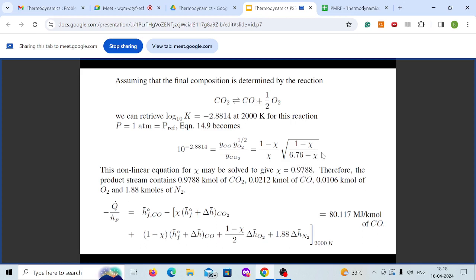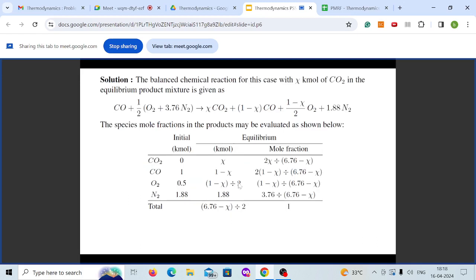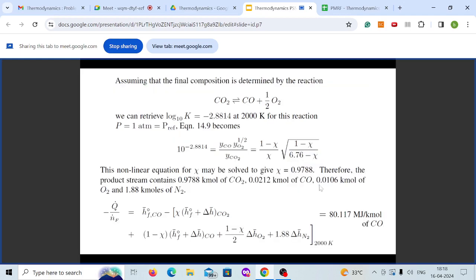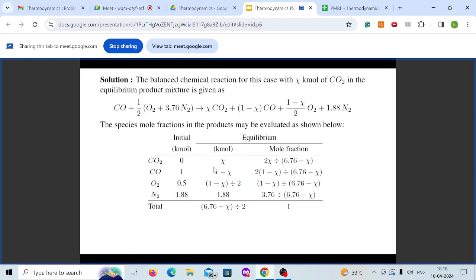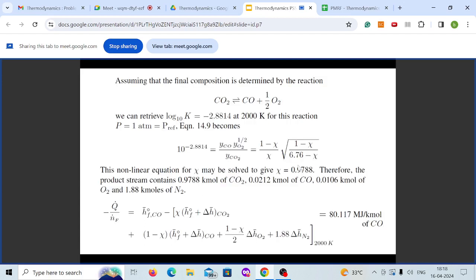So again we can go back to the previous table and substitute the x value to find out the number of moles of each of the components present. We found x is 0.9788. So CO2 is 0.9788, CO is 0.0212 kilomoles, oxygen is 0.0106 kilomoles, and nitrogen is 1.88 kilomoles. Nitrogen will not vary because it is inert, so it will have the same value.